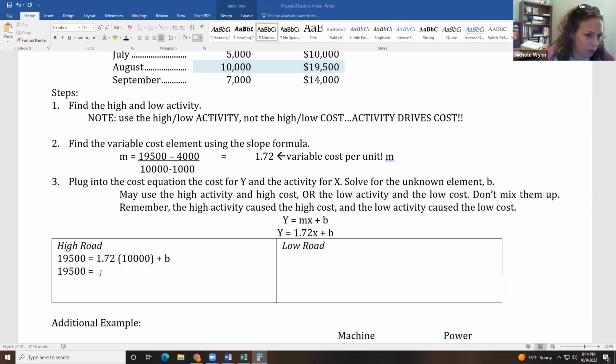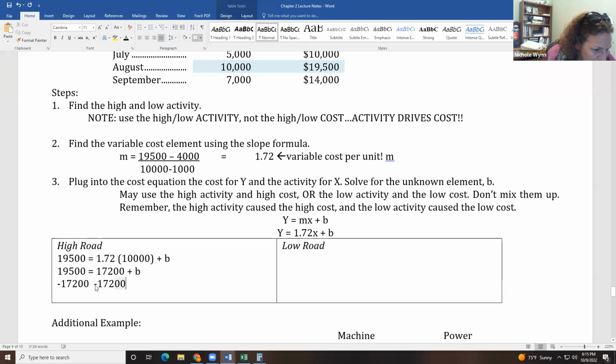We'll just do 17,200 plus b. Now, I know your answer will be a little different rounding wise. On your homework, you won't have rounding issues. And then we would subtract 17,200 from both sides. And we would get b equals.